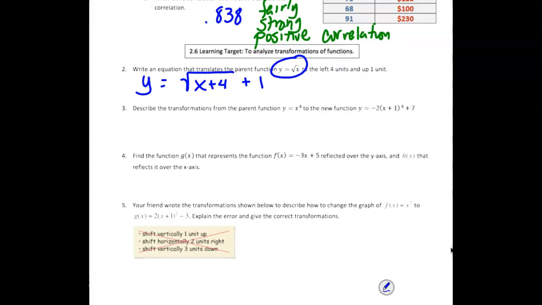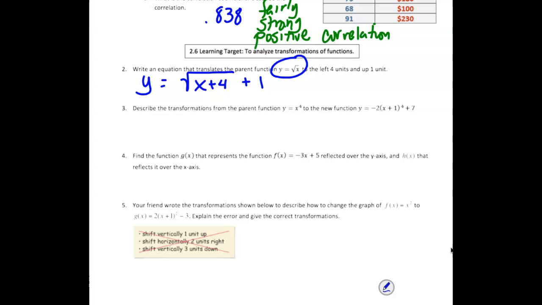All right, third question here. Describe the transformations from the parent function y equals x to the 4th to the new function y equals -2 quantity x plus 1 to the 4th plus 7. Let's break it down. We always want to list them in order from left to right. The -2 that you first see does 2 different things. What are they?